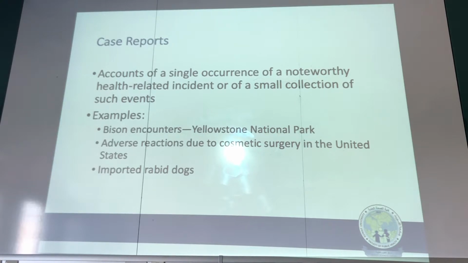And then here, examples: bison encounters in Yellowstone. Bison encounters means there is a type of wild buffalo. Okay, and when you see a case of a buffalo encounter, it's a very simple case. An adverse reaction to a cosmetic surgery in the United States. Imported rabid dogs. Of course, these are all part of a case report. Strange incidents that happen for the first time.